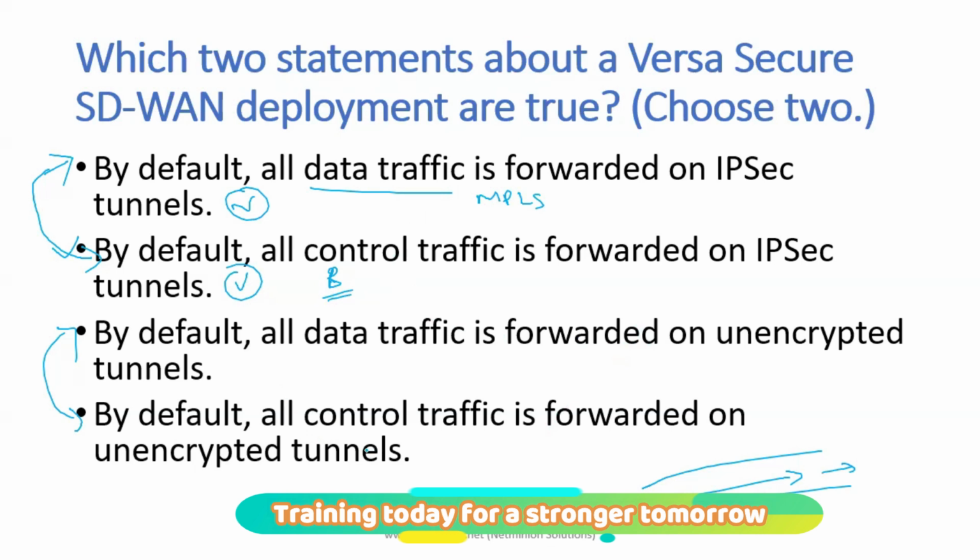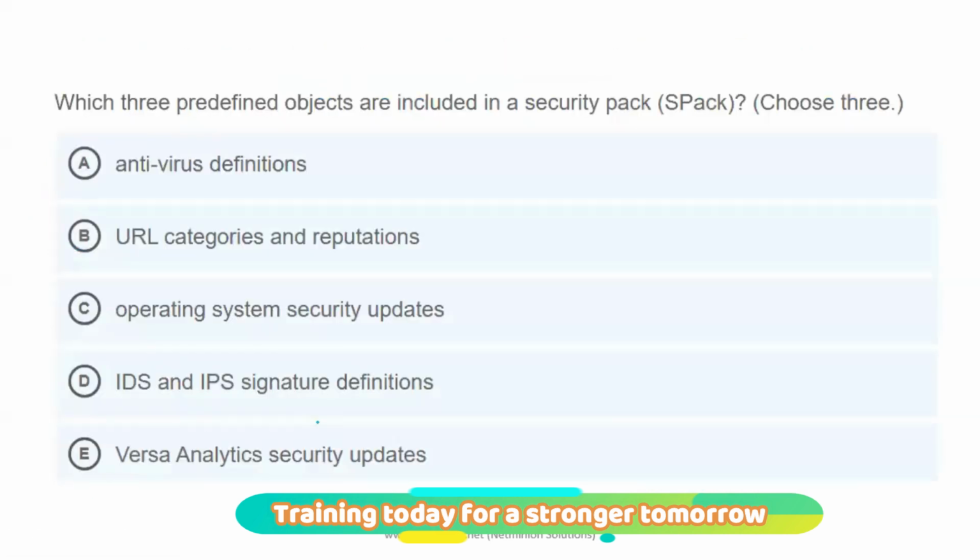Okay, let's go for another two options. All data traffic is forwarded on encrypted tunnels, and by default, all control traffic is forwarded on unencrypted tunnel. Those two statements are incorrect, sir. So leave it, select A and B, because I cannot see any sense in those. So let it be A and B. Okay, let's go ahead.